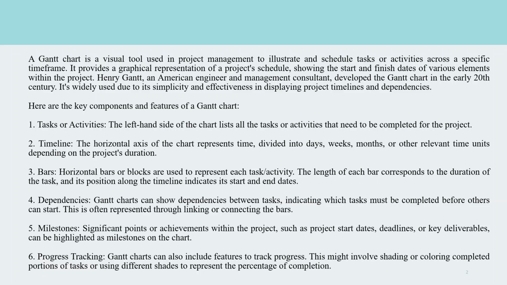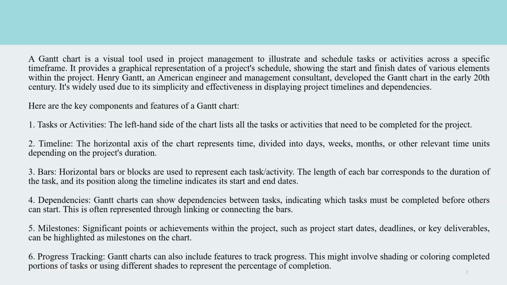The key components of this Gantt chart are tasks or activities. The left-hand side of the chart lists all the activities or tasks that need to be completed for the project. Timeline. The horizontal x-axis of the chart represents the time divided into days, weeks, months, or other relevant time units. Bars. Horizontal bars or blocks are used to represent each task or activity. The length of each bar corresponds to the duration of the task, and its position along the timeline indicates its start and finish or end dates.